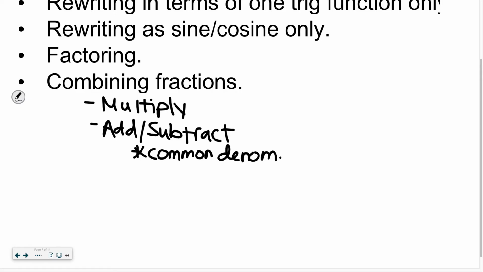Your things won't look like numerical fractions. They'll be fractions with trig ratios in them. So you just have to make sure that you've got the same looking denominator so that you can do the rewrite.